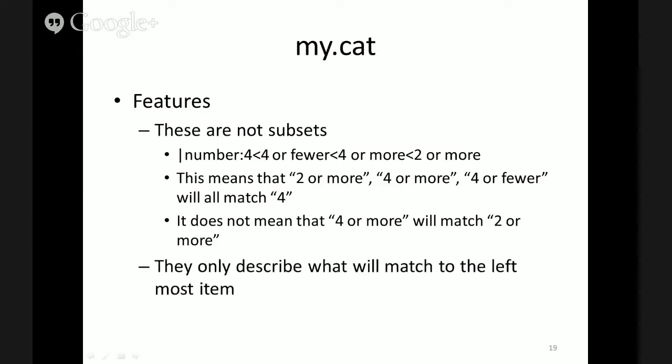It's not chained. Another way to look at it is this describes what will match the leftmost item. So you can almost think of the very first item, the straight 4, as underlined, and this is telling us, okay, here's all the things that will match to that underlined character. It tells us nothing about the relationship of the subsequent items.